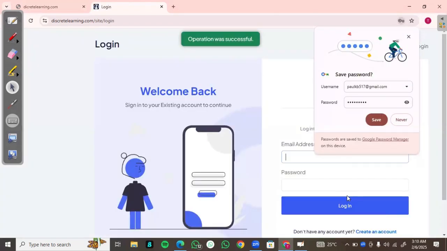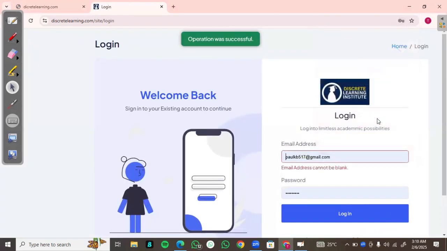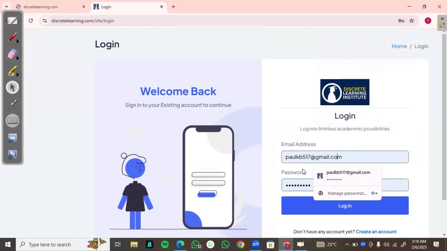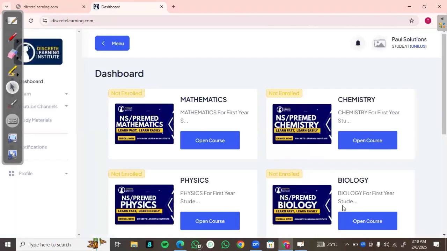Okay, so it's going to load and it's going to tell you that you have successfully created your account. So what you need to do now is put in the details that you registered with. So you put in your email here that you used, and then there you're going to put in the password that you set, and then you click login. Right, so once you log in here, it will take you to this dashboard.